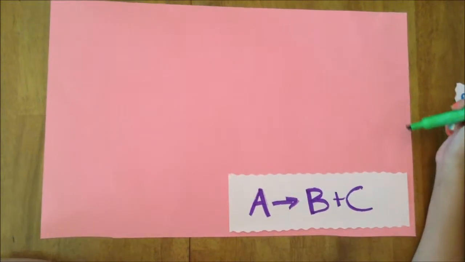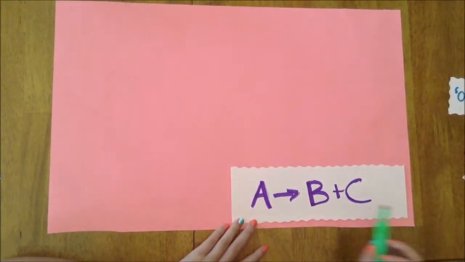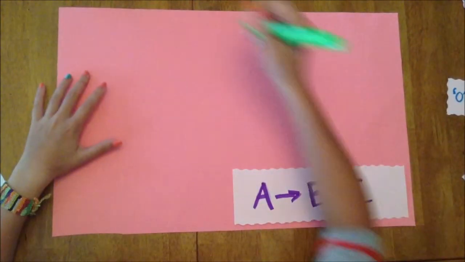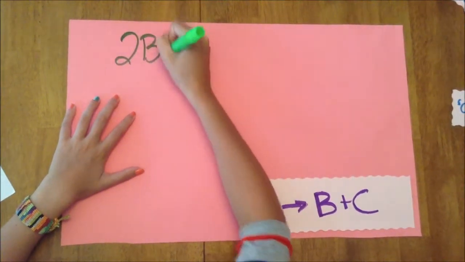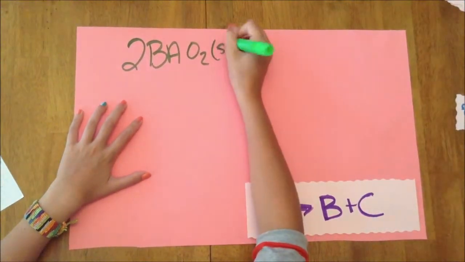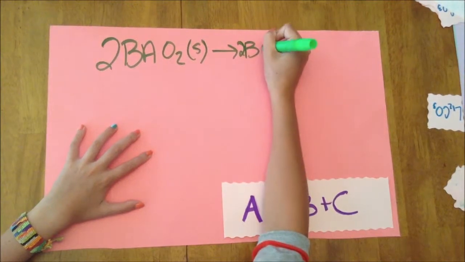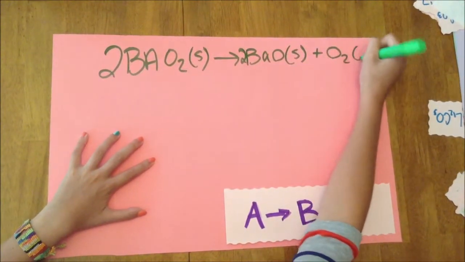Here we have an example of a decomposition reaction. You start off with A, and it breaks apart, so it's B plus C. And I'll write down the example: 2BaO2 solid yields 2BaO solid plus O2 gas.